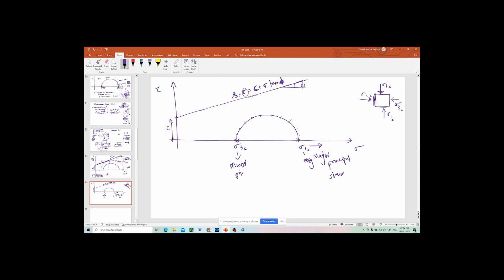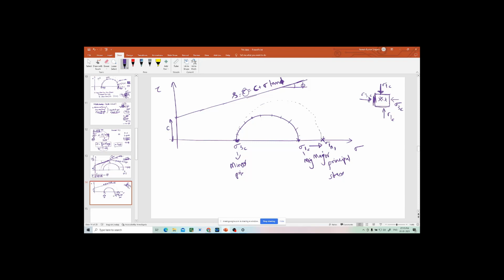But now, coming to this condition of the soil, what will I do? I will increase sigma 1, but I am keeping sigma 3 constant. When you are increasing sigma 1, suppose you have increased up to here. This is now the new sigma 1, sigma n1. But sigma 3 is there. So what is the new circle formed? The new circle is formed like this.